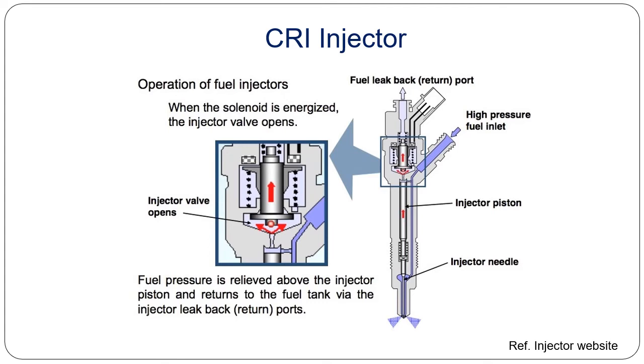Now in the case of the CRI system, as against the conventional injection system, the metering of the fuel is also done by the injector itself. So the solenoid, when it receives a signal from the ECU unit, will open the needle and injection occurs. As soon as the current is stopped, the injector will again cut off.